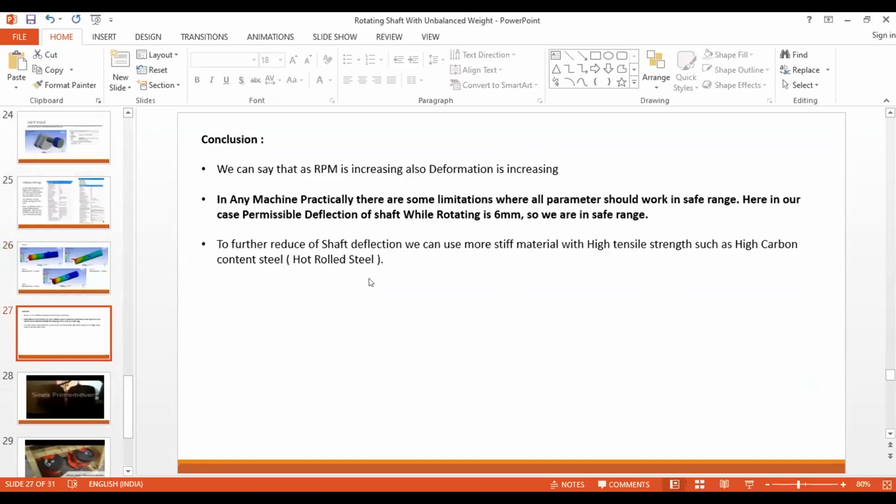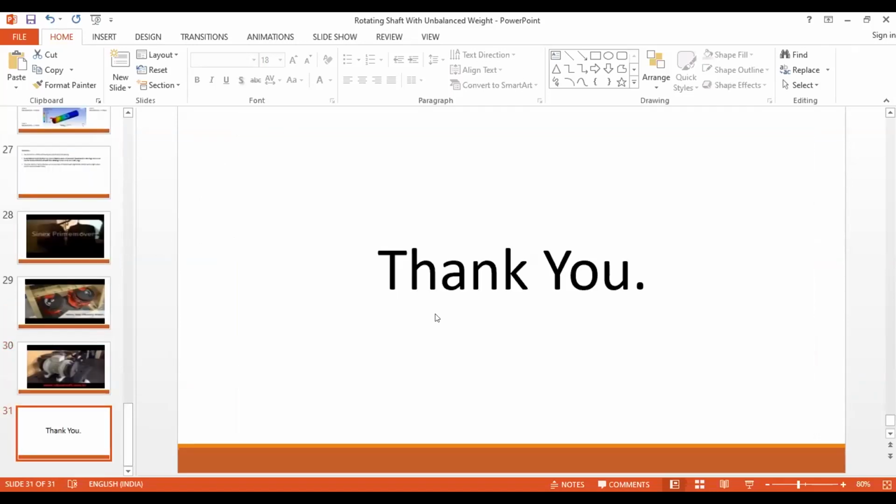Even if we are getting so much deflection, to further reduce shaft deflection we can use a stiffer material with high tensile strength, such as high carbon content steel, which is commonly also known as hot rolled steel. You will find that in our design book, that is our PhD book, hot rolled steel. So this was my project.